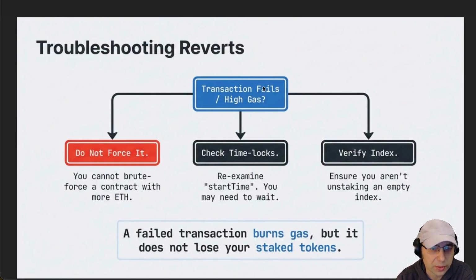Troubleshooting reverts: if the transaction fails with high gas, do not force it, as we already said. Check time locks, re-examine the starting time. You may need to wait, maybe you have a lock-in time, so maybe you have to wait for a certain time to pass to be able to unstake your tokens. And verify that the index number is the one you need.